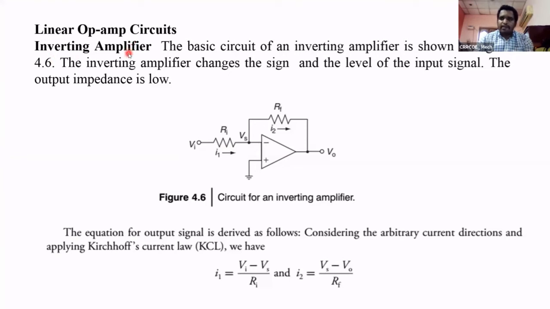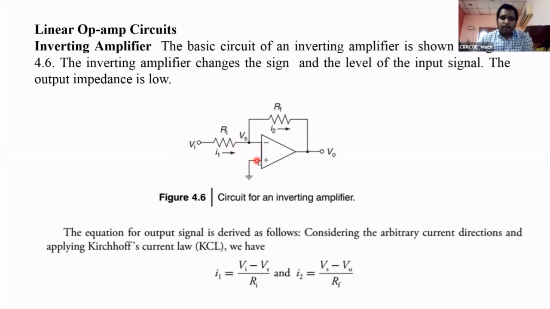Inverting operational amplifier. Suppose your input is connected to the positive terminal and you ground the negative terminal, that is a non-inverting type operational amplifier. First we see the inverting type operational amplifier. This is the circuit of the inverting type amplifier.